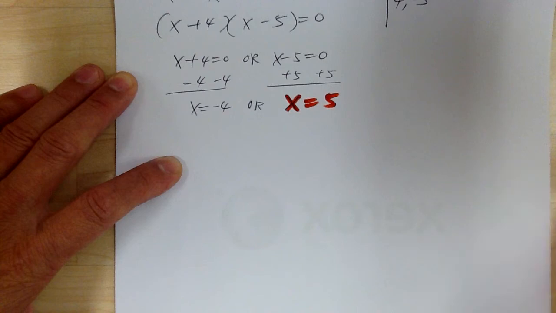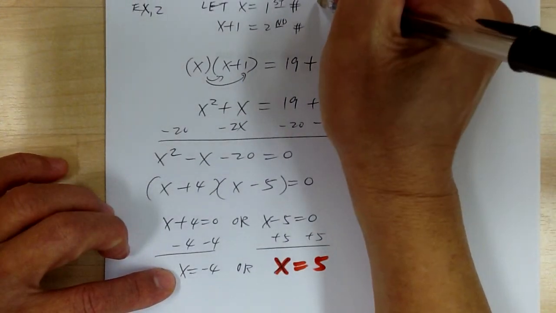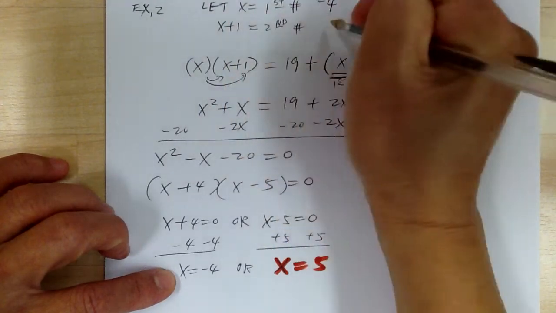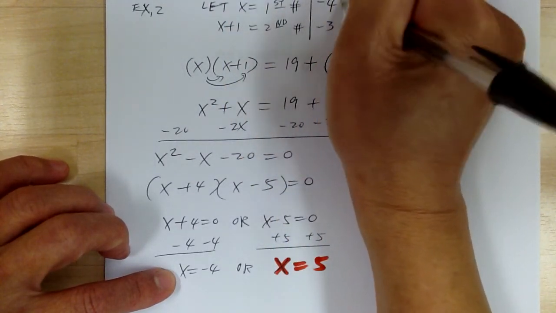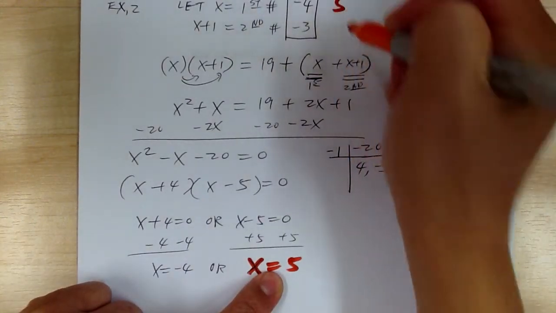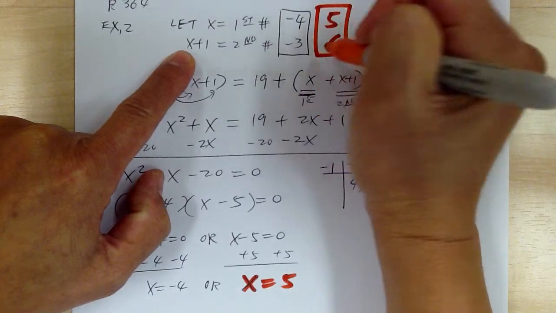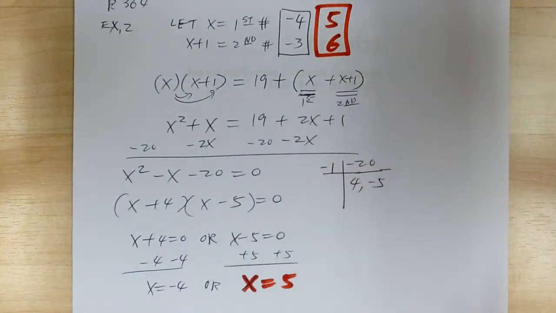Again, do not box that. You need to come over here. When this is equal to negative 4, you plus 1 will give you negative 3. So that's your one answer. Based on this one, 5, the next number would be 6. So that would be your second set. Okay, and so that's it. Now let's go to example 3.